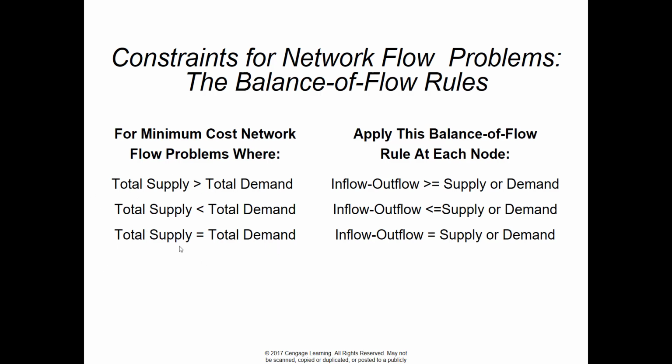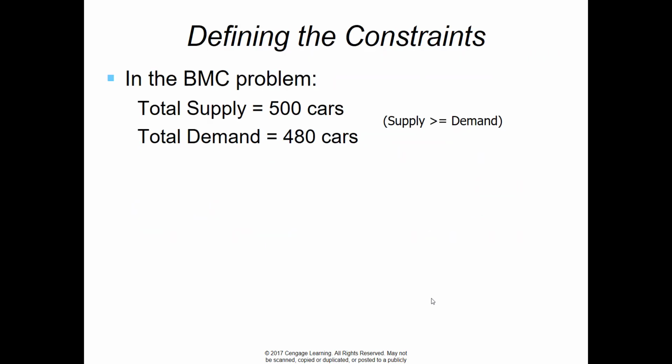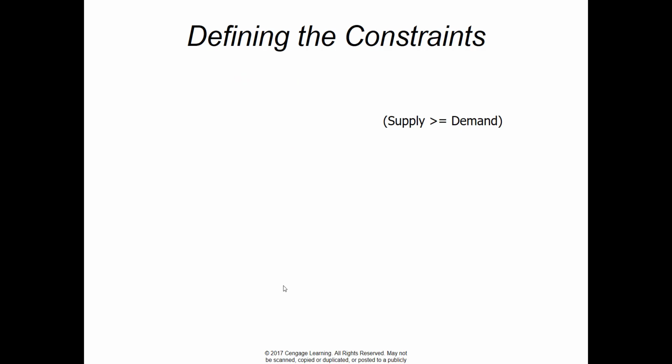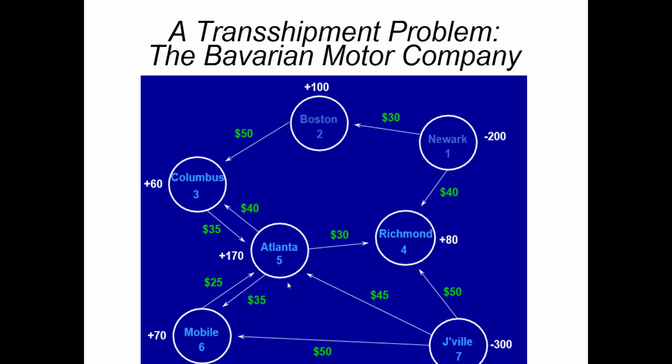If, for example, the total supply is equal to total demand, then we have to write inflow minus outflow equal to supply or demand of each node. So in our problem, we had two supplier nodes that had 200 and 300. If we add them up, we get 500. So the total supply that we have is 500.